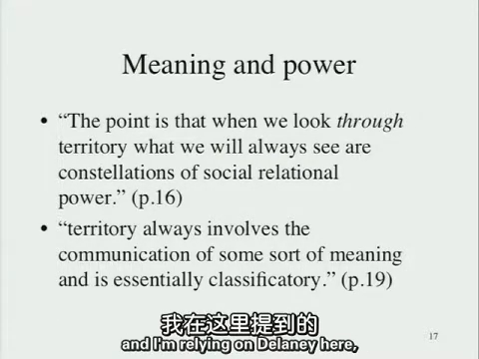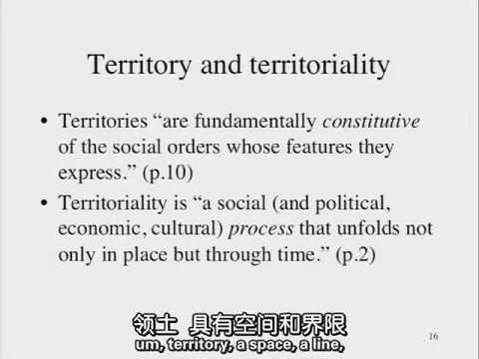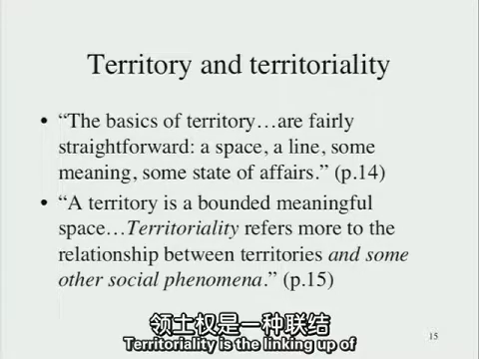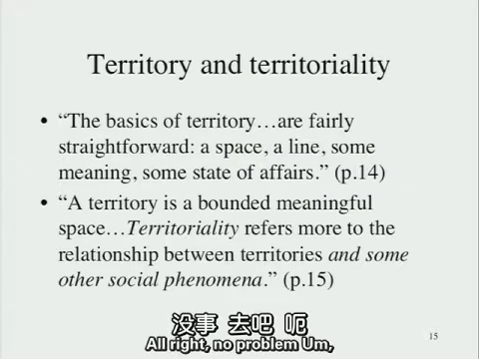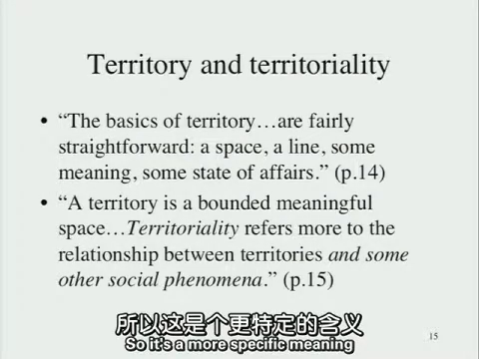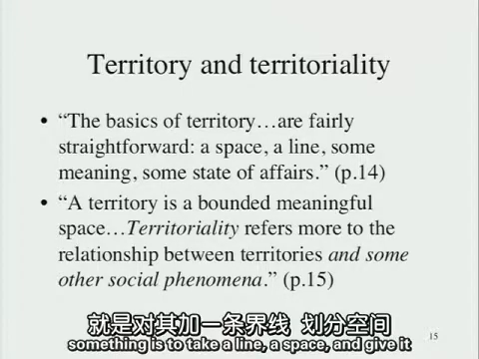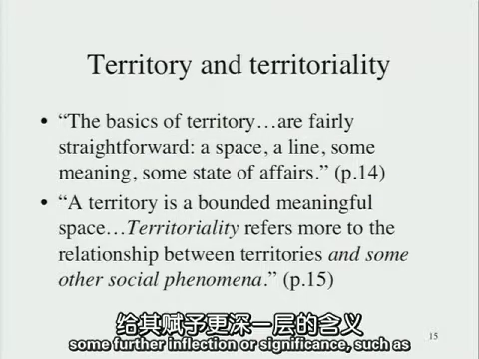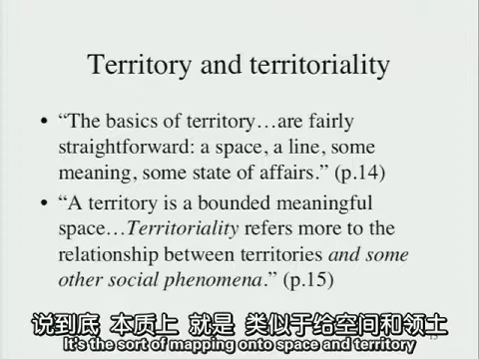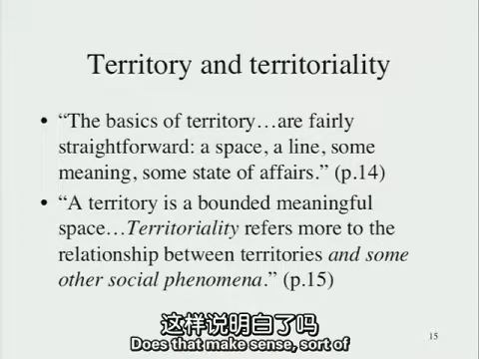In this case, and I'm relying on Delaney here, this is his attempt to explicate this. Territory, a space, aligns some meaning, some state of affairs. Territoriality is the linking up of territory with something else, right? So it's a more specific meaning. To territorialize something is to take a line, a space, and give it some further inflection or significance, such as inclusion and or exclusion. It's the mapping onto space and territory of power relations, essentially. Does that make sense? Sort of?